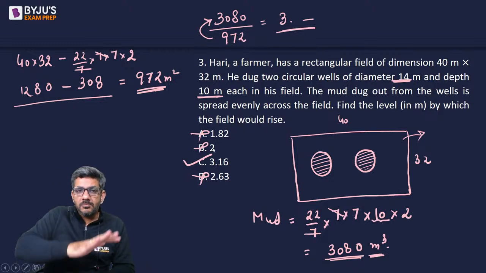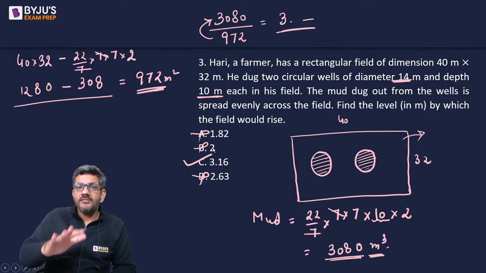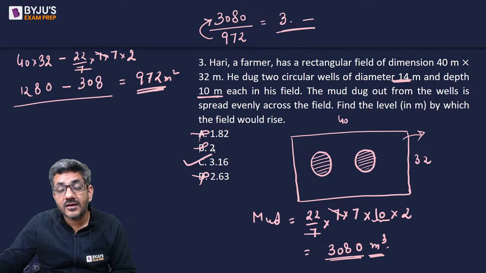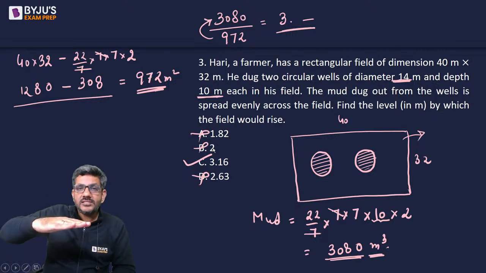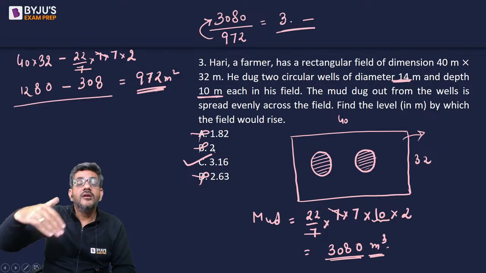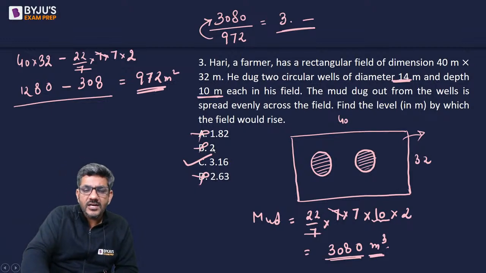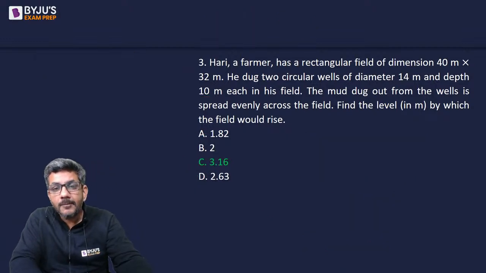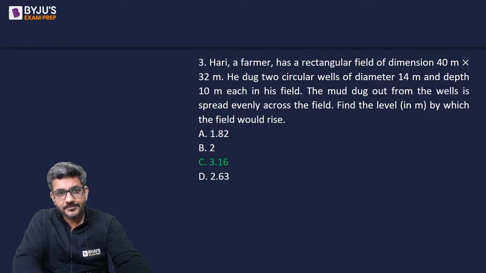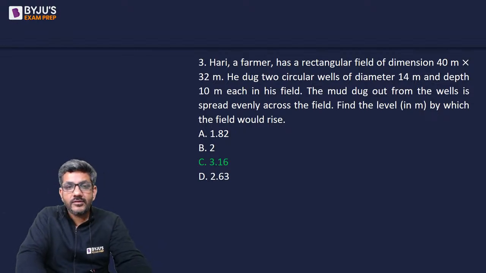Okay. This mud would be evenly spread on the remaining area of 972. So 3080 mud has to be spread over the 972 area. Up to one height it will be 972, up to two height 972 into 2, up to three height 972 into 3, and above 3 height it will be 972 into 3 plus something. So by that logic we got the answer as option C, 3.16. I hope it is understood, guys. Please do let me know whenever you have a question regarding this.